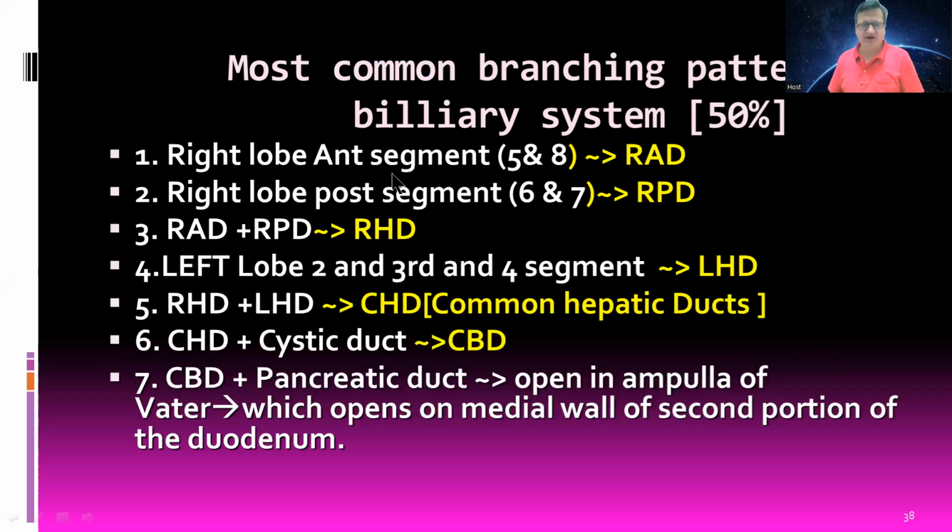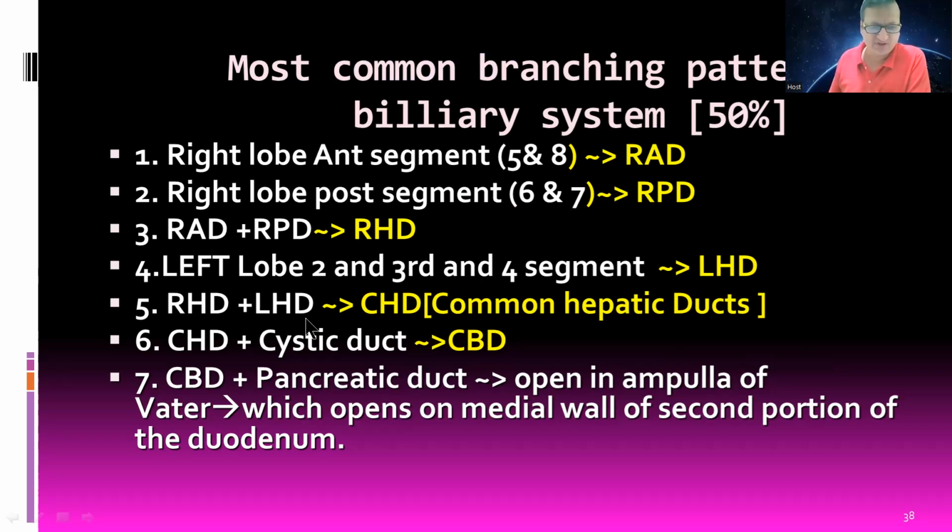In the right lobe, anterior segments 5 and 8 form the right anterior duct. The right lobe posterior segments, 6 and 7, form the right posterior duct. The right anterior duct and right posterior duct join to form the right hepatic duct. In the left lobe, the second and third segments form a duct, which is joined by the fourth and first segments, and both join to form the left hepatic duct.